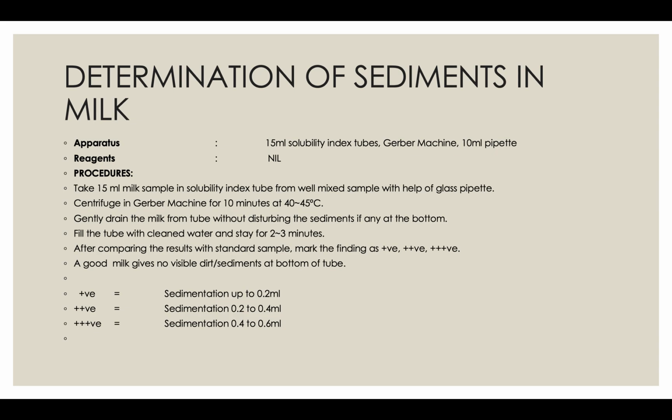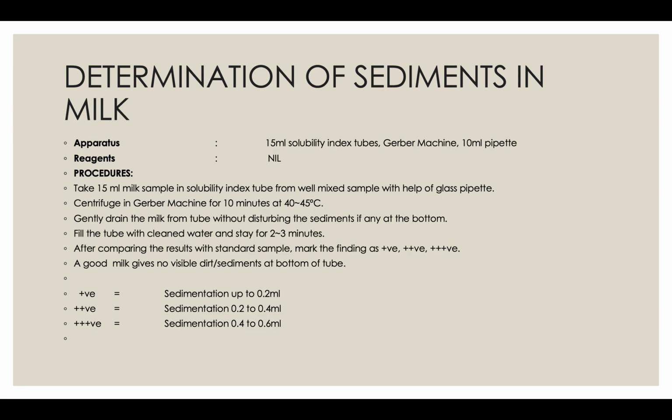Determination of sediments in milk. For this purpose, we need a 15 ml solubility index tube, Gerber machine, and 10 ml pipette. For this, no chemical reagent is required. Take 15 ml of the sample in the solubility index tube from the well-mixed sample with the help of a glass pipette. Centrifuge in the Gerber machine for about 10 minutes at 40 to 45 degrees centigrade.